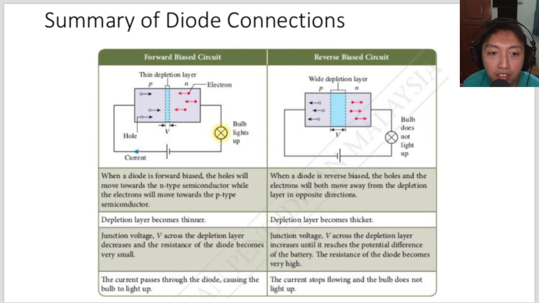When a diode is reverse biased, the opposite happens. Instead of moving towards each other, they will move away from one another, and the depletion layer becomes thicker. And because it becomes thicker, the resistance also increases. Therefore, when the resistance becomes high enough, the current basically stops flowing.